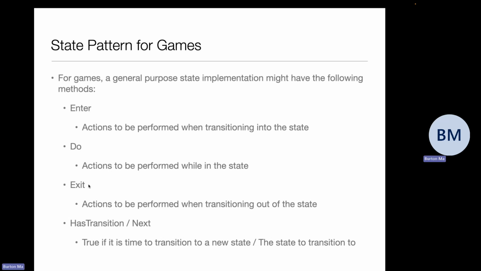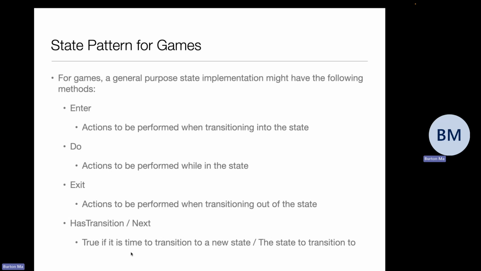The exit method is the method you call when you want to transition out of the state. So just before transitioning out of the state, you call exit on the state, and whatever cleanup the state needs to do, it can do in that method. And finally, depending on how you implement your state machine, you might need a method or a pair of methods, has transition and next. Has transition returns true if the state wants to transition to a new state, and the next method returns the new state that it will transition to.